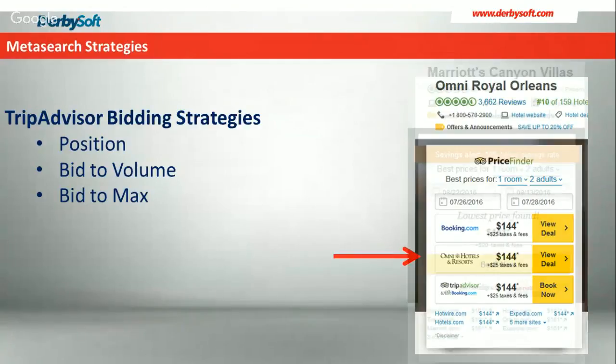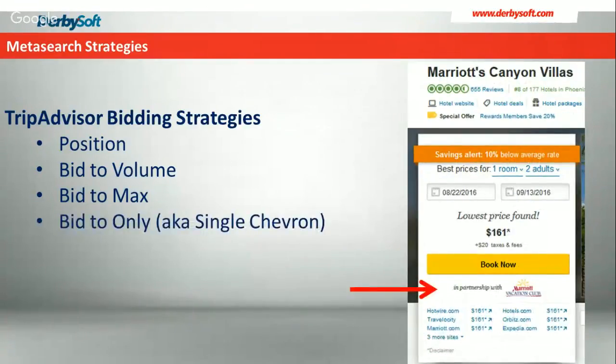So let's move on to the next example now, where I'm talking about bid only, also known as single chevron. Now let's talk about what is required to get this spot. First of all, the number 1 requirement is you have to be equal to or lower than the rates that are coming up as available.